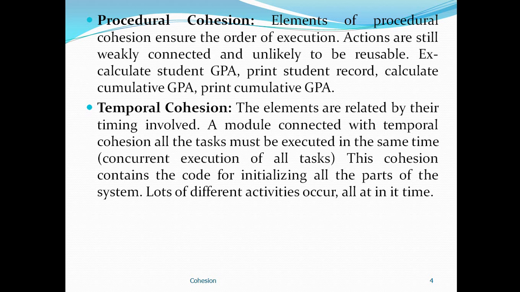Now we come to procedural cohesion. Elements of procedural cohesion ensure the order of execution. Actions are still weakly connected and unlikely to be reusable. Example: calculate the student's GPA and print the student's record. Calculate the cumulative GPA, print the cumulative record. So here the elements are processed procedurally.